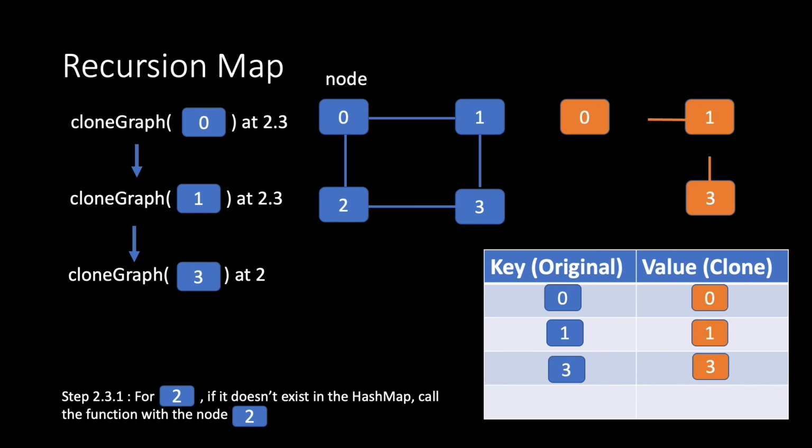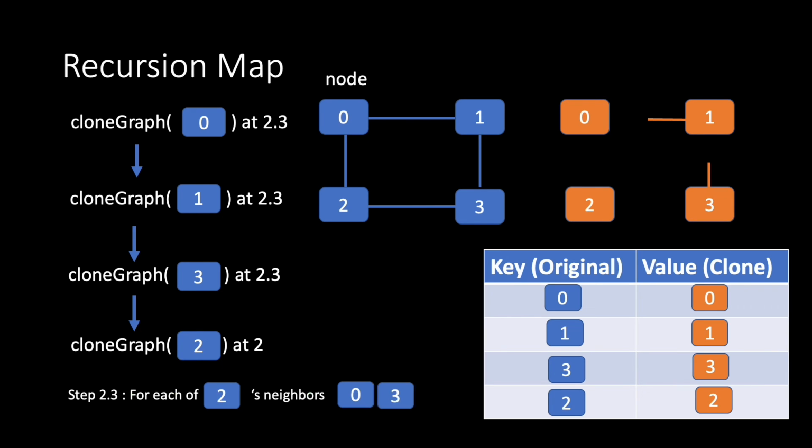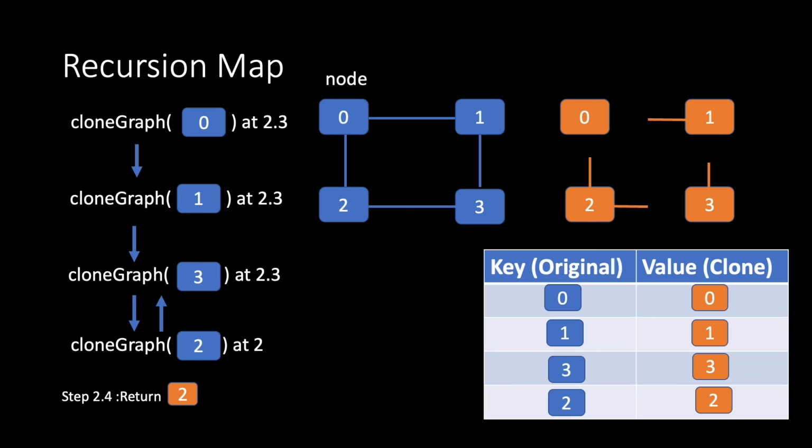Alright, and I'm going to check 3's other neighbor, which was 2. It doesn't exist in the hash map, so we're going to call the function again with node 2. We start from step 2 again. We'll put the node and its clone to the map, so this time 2 and 2. And we're going to check 2's neighbors, in this case 0 and 3. They both already exist in the hash map. So we can just update 2's neighbor. We can add 0 and 3 to 2's neighbor, like this.